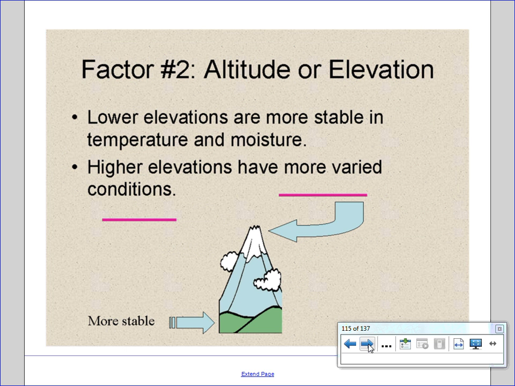Factor number 2 is the altitude or elevation. If you live on a mountain, you have a different kind of climate. Right? Lower elevations near the bottom of the mountain tend to be more stable. They tend to not have such vast temperature changes and moisture changes, whereas if you're at the top of the mountain, things tend to change very quickly.